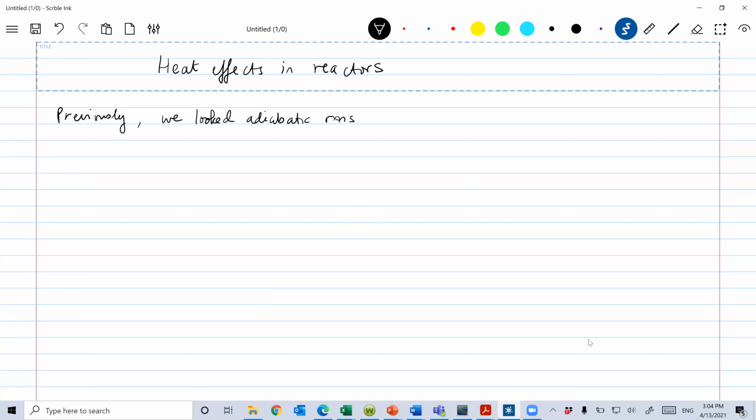And these were very simple. So what we ended up with is the energy balance having this form.